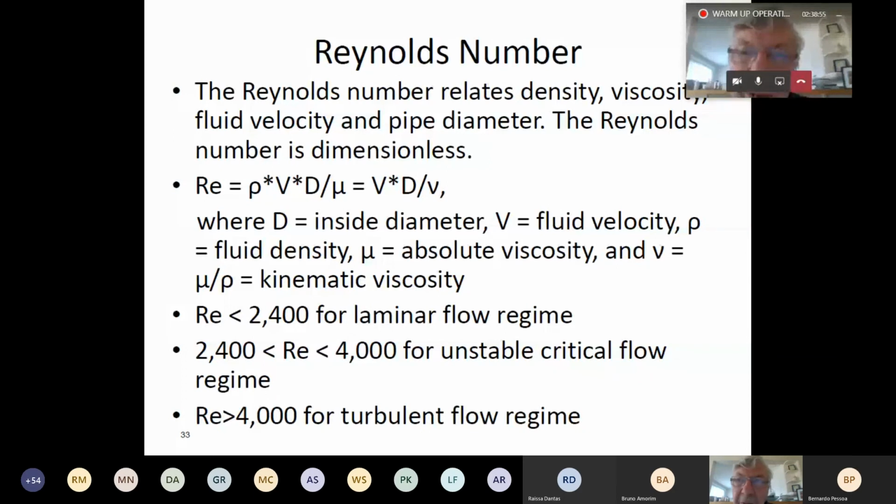One measure of how much fluid flow we're getting, whether we're going to be in the turbulent or laminar region, is the Reynolds number. And it relates the density, the viscosity, the fluid velocity, and the pipe diameter. That's a dimensionless number, as you know, rho V D over mu.